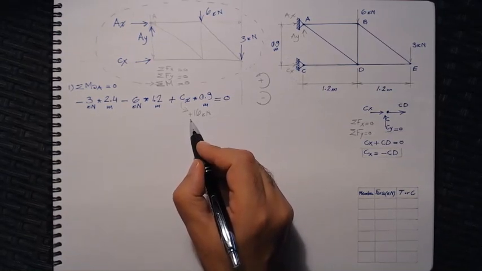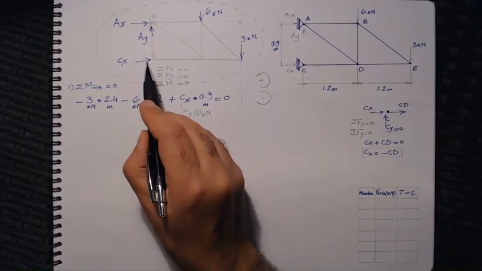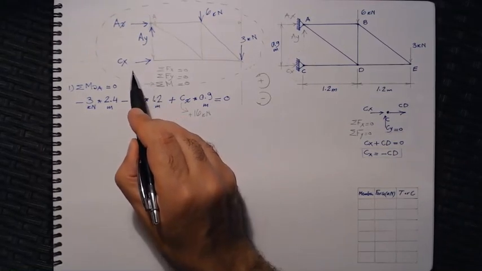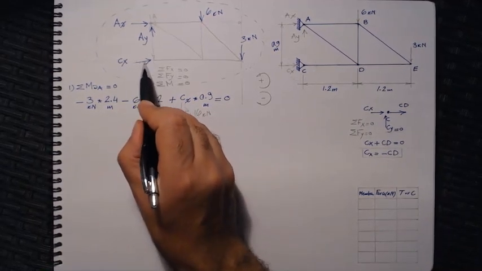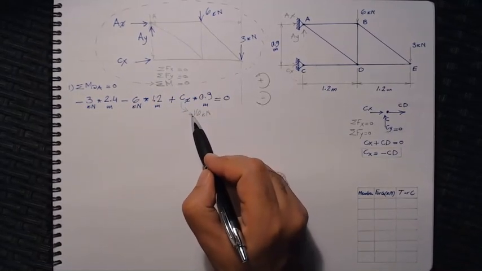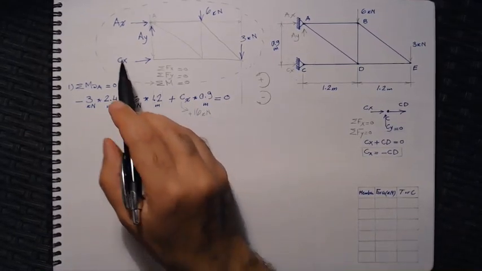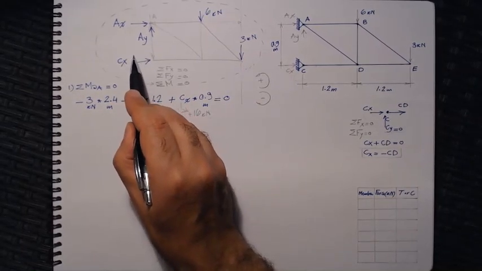And now I want to ask you, what does this positive sign mean? That means that this direction that I assumed is correct. So because it's positive, CX is actually looking in this direction. So what if the 16 was negative? If CX was negative 16, that means CX is actually not looking this way, it's looking the opposite way.